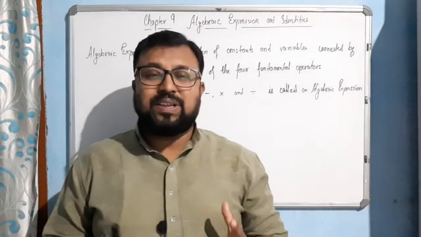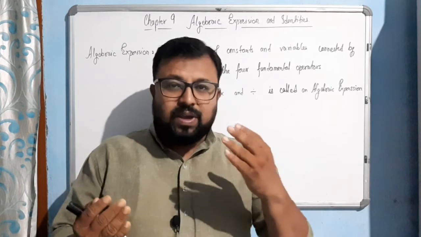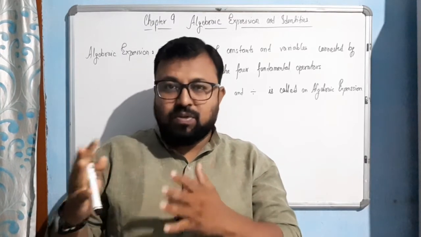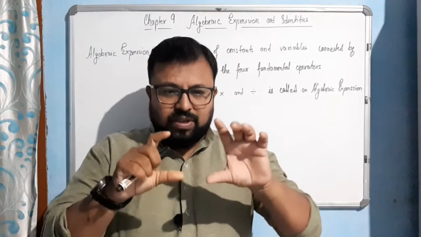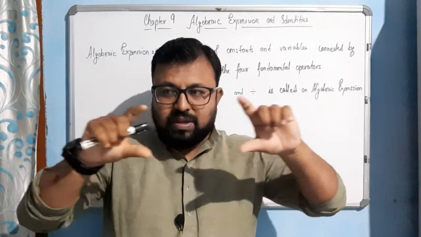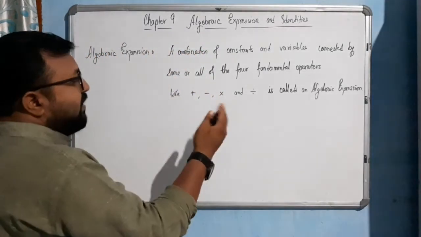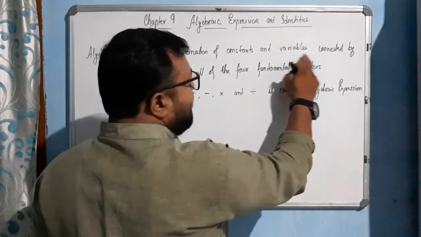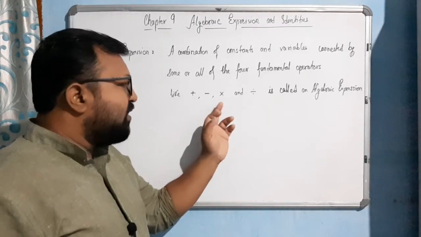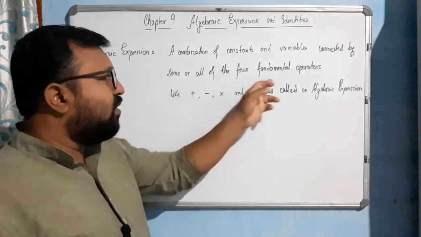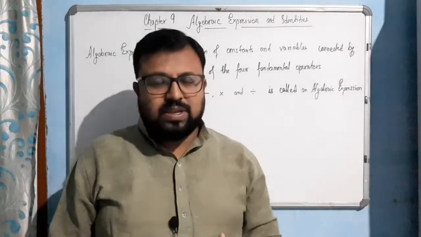Now what is an algebraic expression? An algebraic expression is a combination of constants and variables. When we combine constants and variables with the help of the basic four operators, we may use one operator, two, three, or all of them, and form an expression of constants and variables. That is known as an algebraic expression. The definition states: a combination of constants and variables connected by sum, meaning plus or minus, multiplication or division, or maybe all four fundamental operators, is called an algebraic expression. Okay.